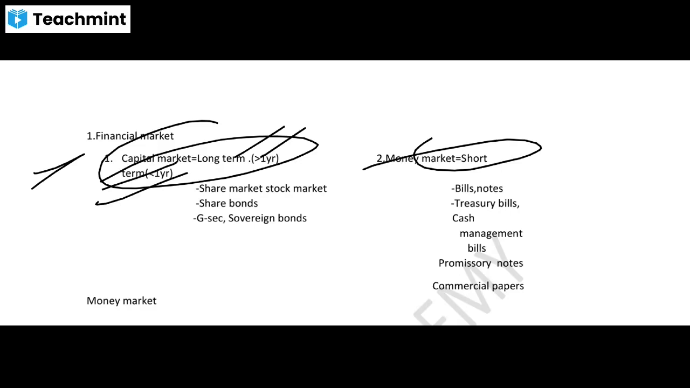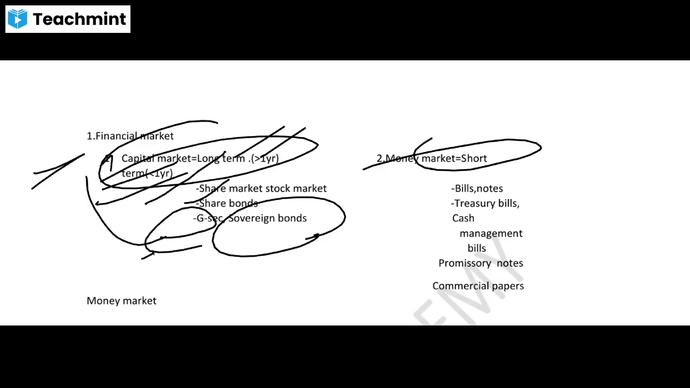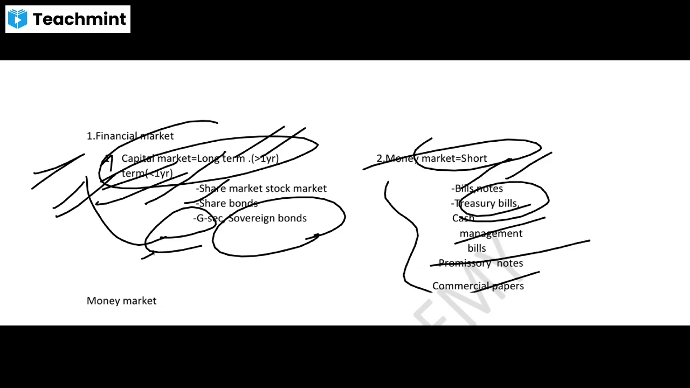Share market, stock market, share bonds, government securities, sovereign bonds, all these things come under your capital market. Remember this fact only: whichever financial instruments have a maturity period of more than 1 year, that is long term, will be considered capital markets. But bills, notes, treasury bills, cash management bills, promissory notes, commercial papers, all these things come under your money market.